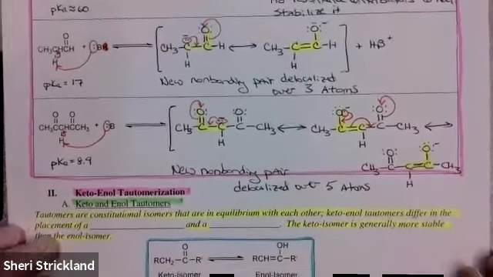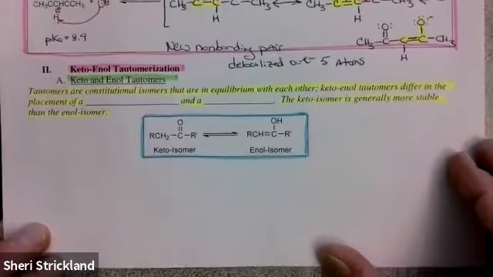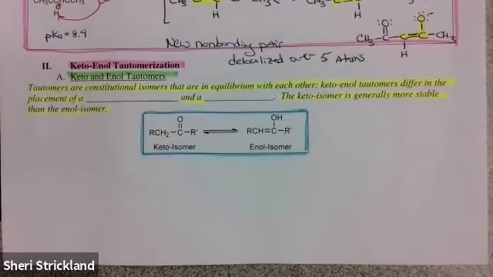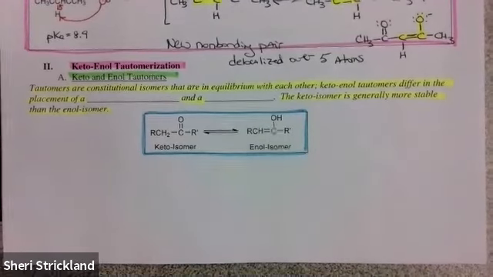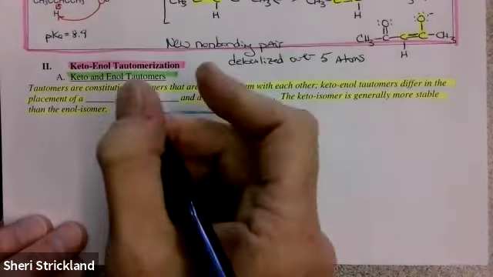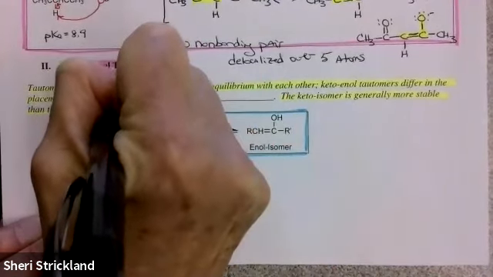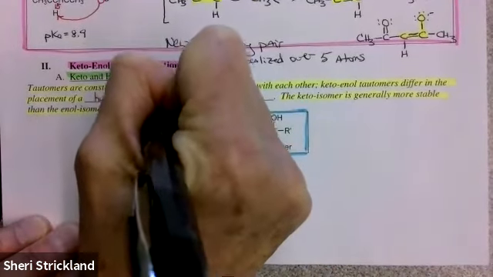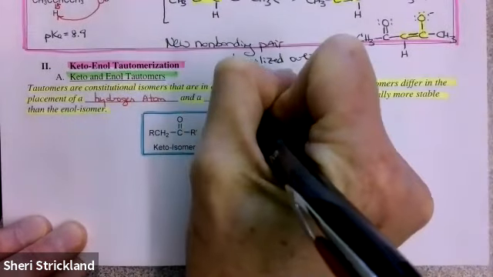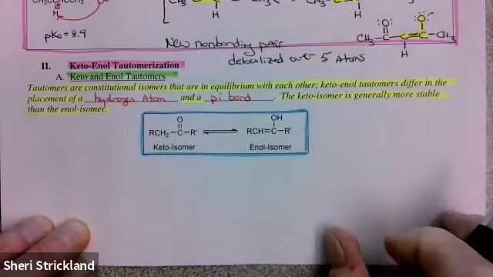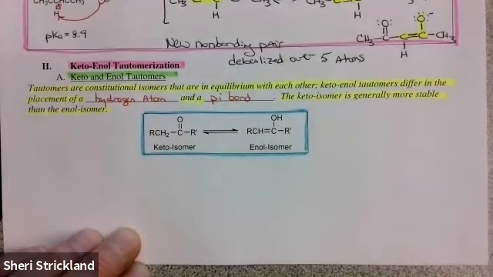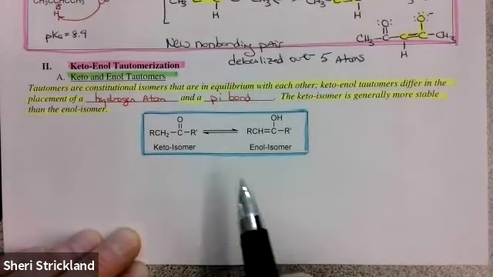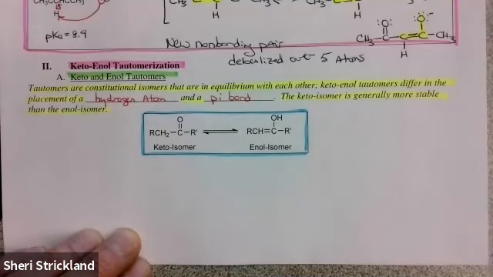The other one has to do with keto and enol tautomers, and we've seen this before, but it's going to come up in a little different context this time. So tautomers are constitutional isomers that are in equilibrium with each other. Keto-enol tautomers differ in the placement of two things: a hydrogen atom and a pi bond. And in general, the keto isomer is going to be more stable than the enol isomer. As you read through the text, you'll see that there are cases where the enol isomer is more stable, but there are specific structural reasons for that.